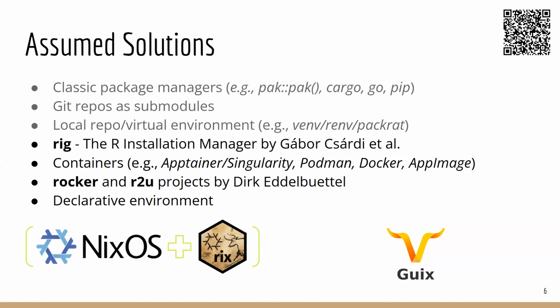There are attempts like rig, which is written in Rust. It's an R installation manager, and it can also install the R packages and boot up your RStudio with a specific R version. Still, it doesn't address the question of, for example, Fortran and stuff that you install while updating the software. Then there are containers like Apptainer, Singularity, Podman, Docker, and possibly AppImage, not optimal.